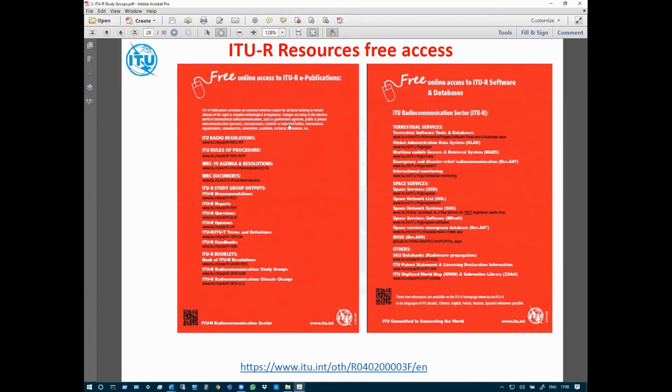And within the document, we have also provided this flyer, providing direct access to all the free documents we produce, the ITU regulations, the rules of procedure, the agenda of the conference. We are going to update this flyer to provide the link to the OLAC 23. So we invite you to visit this website and download the new version of this document, maybe in the last quarter of this year, when we are going to update this link, the OLAC documents, and also the products I just mentioned from the study groups: recommendations, reports, questions, opinions, technical references, handbooks, other ITU-R booklets of interest, and also here the access to the different databases.